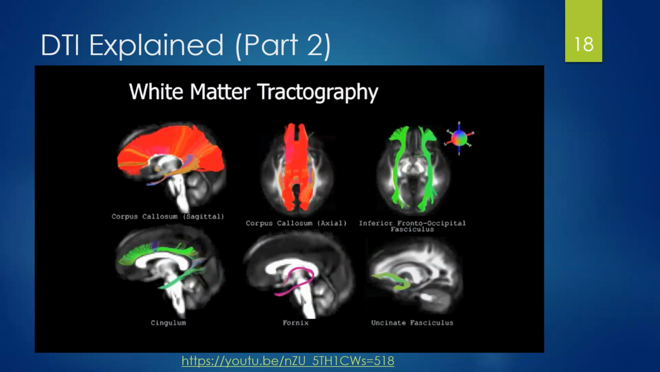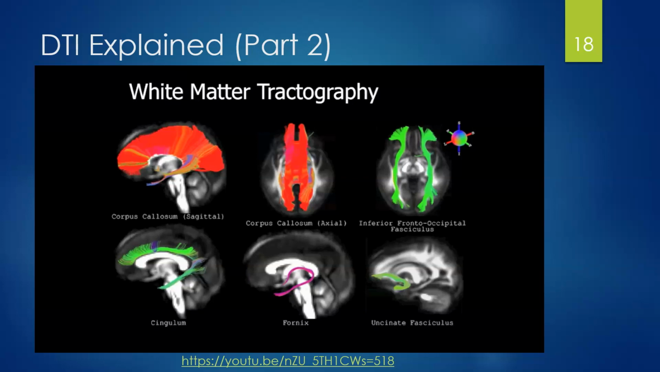Here are cleaner tractography reconstructions of several of these major tracks on a population-averaged diffusion tensor imaging template. Shown are sagittal and axial projection views of the corpus callosum, which is the main tract for interhemispheric connections, the inferior frontal occipital fasciculus, which connects the medial prefrontal cortex with occipital regions, the cingulum bundles, which connect medial gray matter regions from the anterior cingulate to the posterior cingulate and down to the hippocampus.